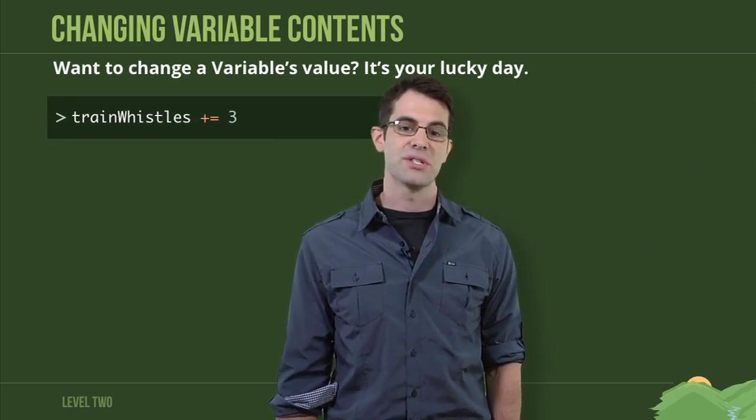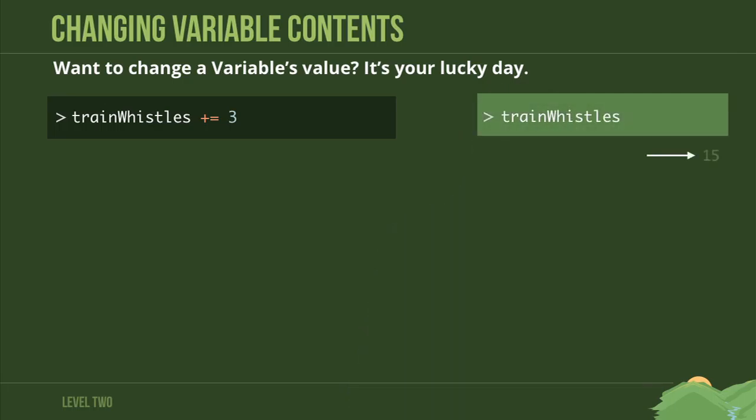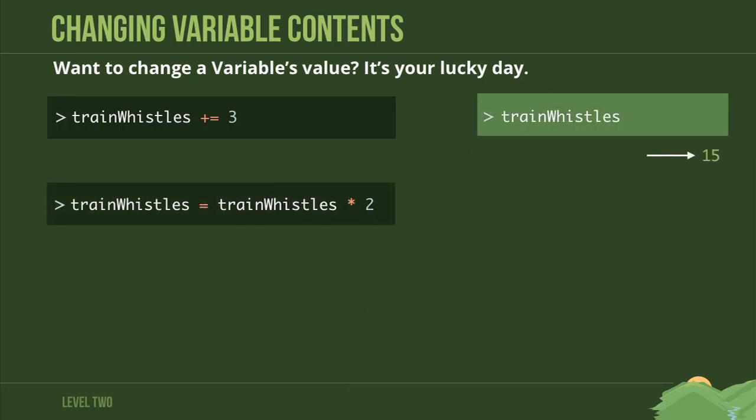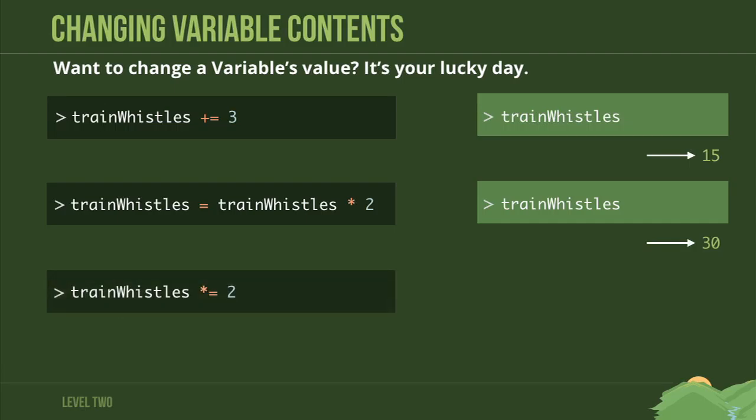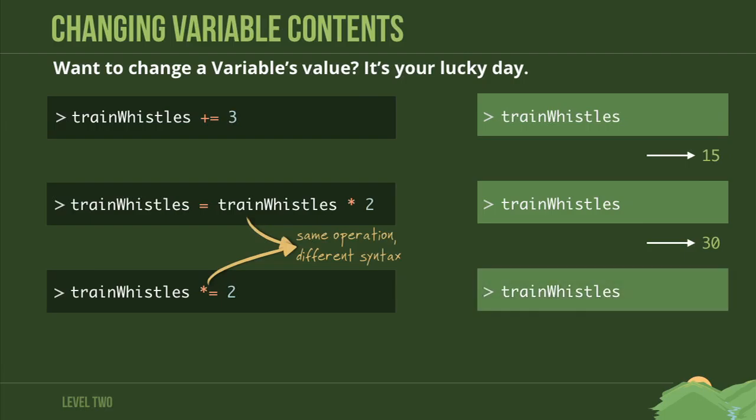All of the operations can be used with variable assignments. Here we can see that the trainWhistles variable is being multiplied by 2 before being stored back inside the trainWhistles variable. Now we have 30 train whistles. And again, the times equals operator is the exact same as the previous expression, and we get 60 train whistles. Whoa, 60 whistles, that's a lot.